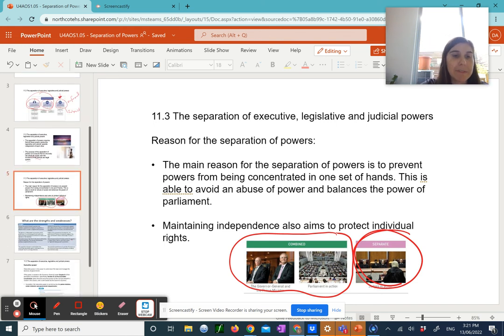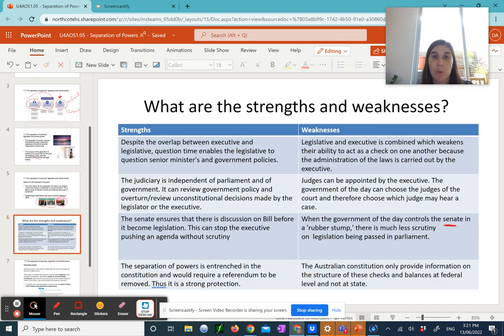So what does this kind of mean for protection? Well, some of the strengths, I guess, around having a system of checks and balances, some of them include the fact that despite the executive and the legislative overlapping in some instances, there are things in place to check that power, such as question time, which usually occurs on weekdays, 2 p.m., which enables the legislative or the people who have seats in Parliament to actually talk to the senior ministers, question them, and question the government of the day's policies and the way in which they're administering those policies.